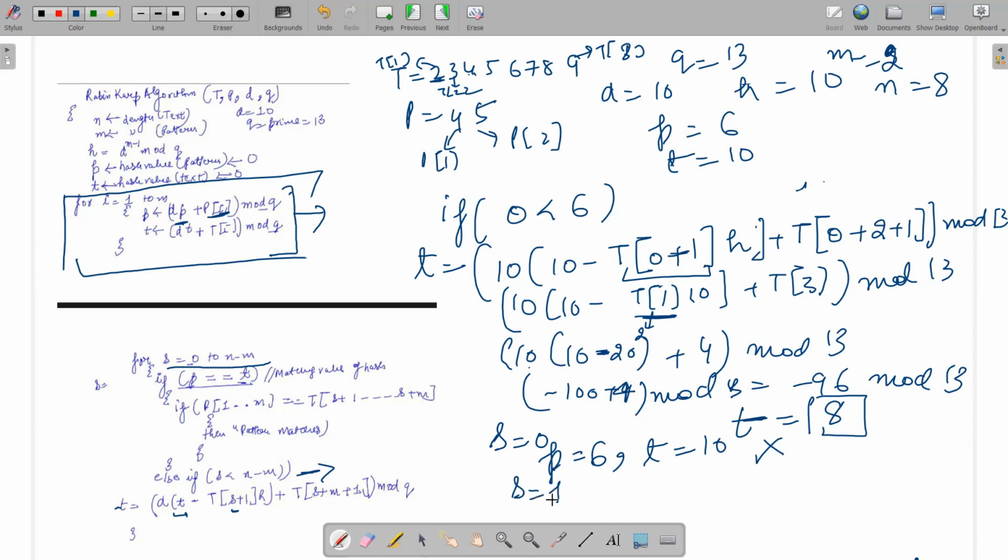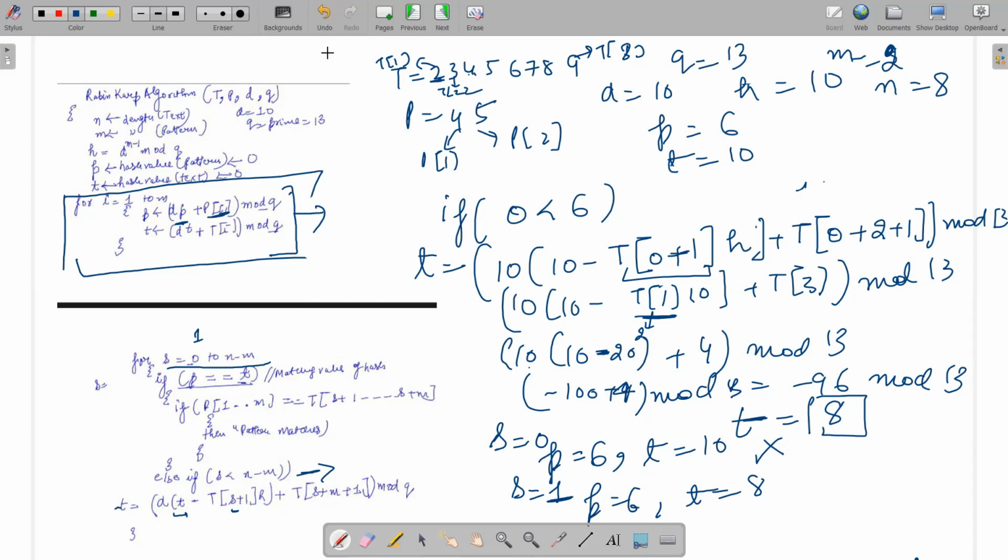Now for S equal to 1. This did not work out. So then the S value becomes 1. And in that particular shift, your P value was 6 and your T value calculated was 8, right? So this is a very important thing that we need to see. And this is the calculation that we did for S equal to 1.